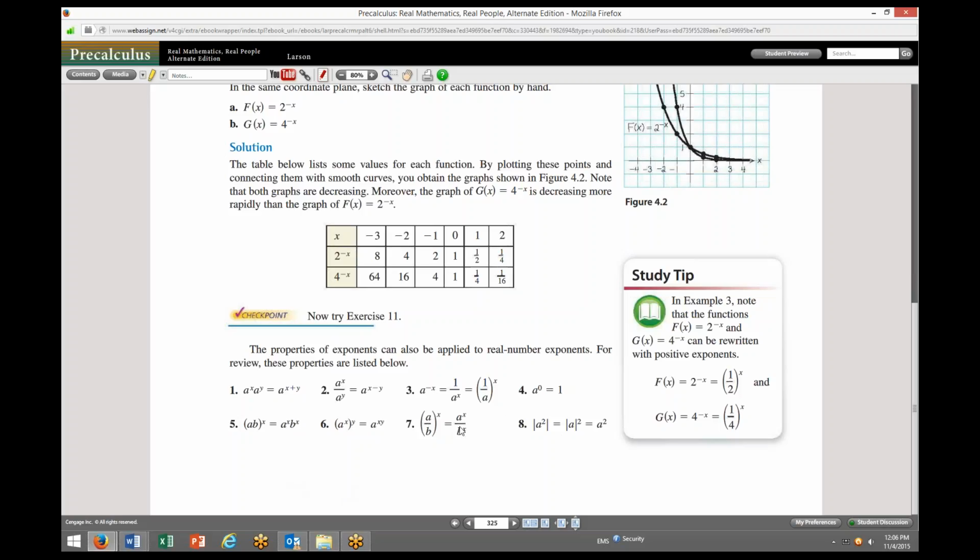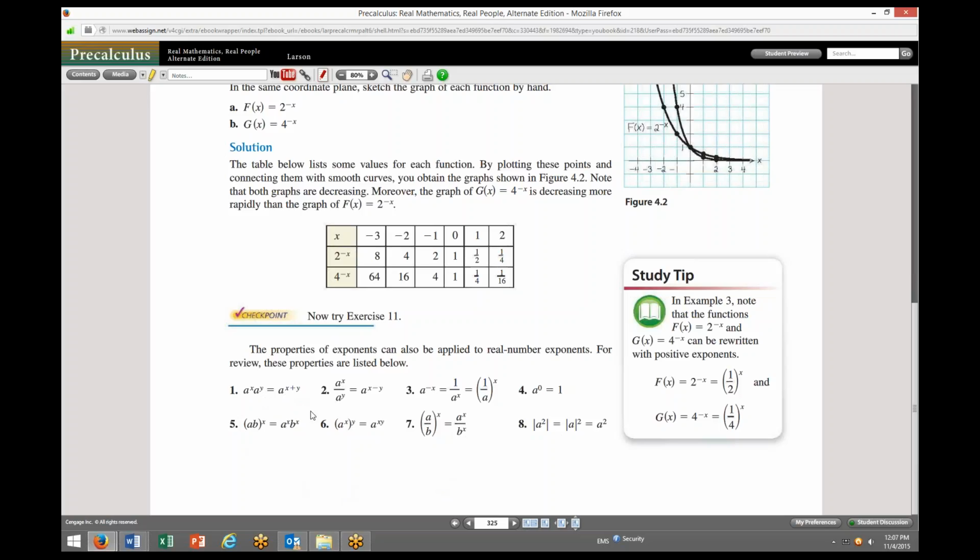The way all these basic rules of exponents work, I trust you've seen all these before, but it may have been a while. This is a nice place to refer back to these, that a to the x times a to the y is a to the x plus y. So if you have a base to a power times that same base to another power, it equals that base to the power being the sum of those two exponents. You just add the exponents. When you're multiplying, you add the exponents.